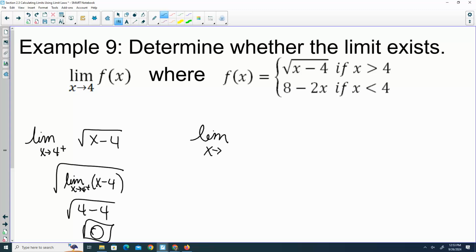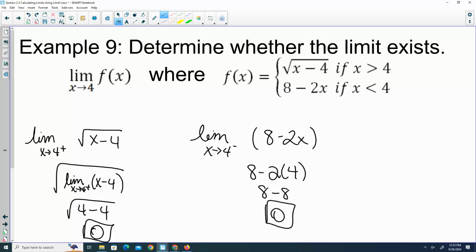As we approach 4 from the left, my numbers are smaller than 4. So it's the bottom one. So that's a polynomial. I can plug in my 4. 8 minus 8 is 0. So what does that tell me? It does exist. The limit exists. It is 0. Would it have been okay if I didn't show that middle step of putting the limit under the radical?